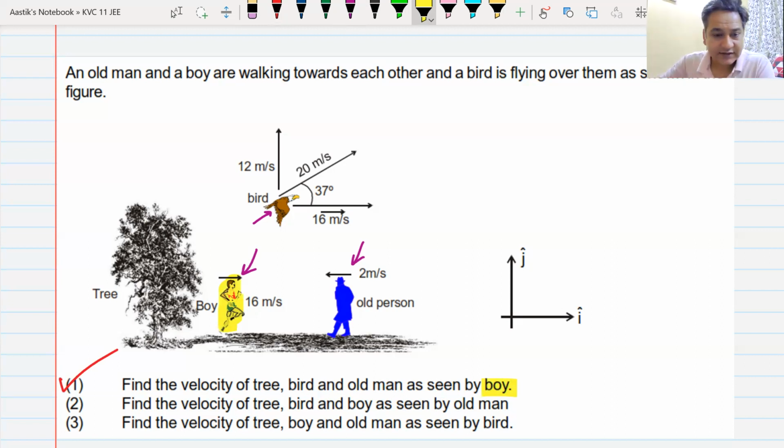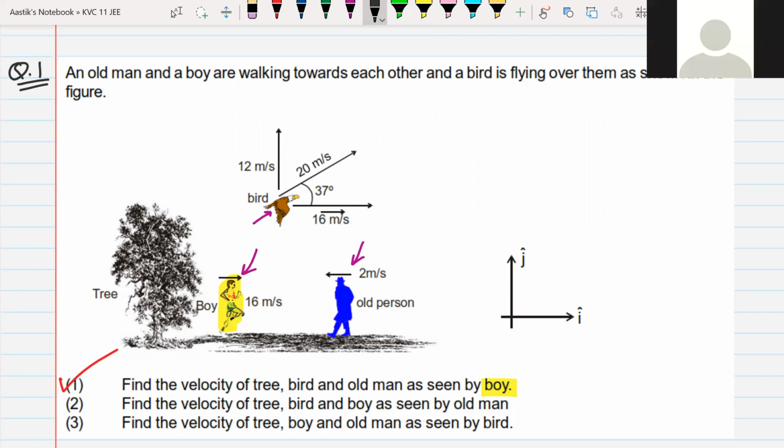The other class has just joined us, so we are starting off with today's question. A simple question is here. We have to find the velocities of tree, bird and old man with respect to the boy. There are 4 things that you see here. So let us see if you can do that. I'll give you 2 minutes to solve this question and tell me the answer.